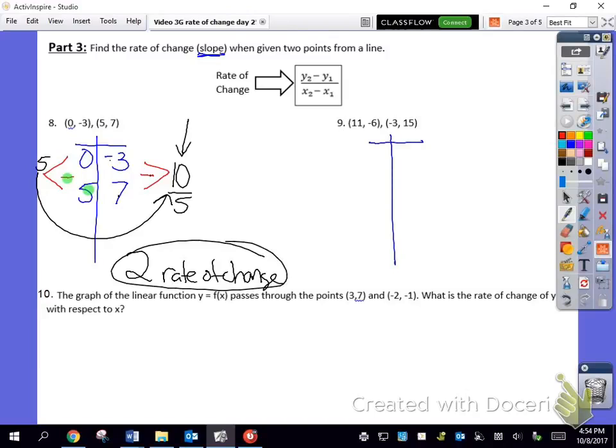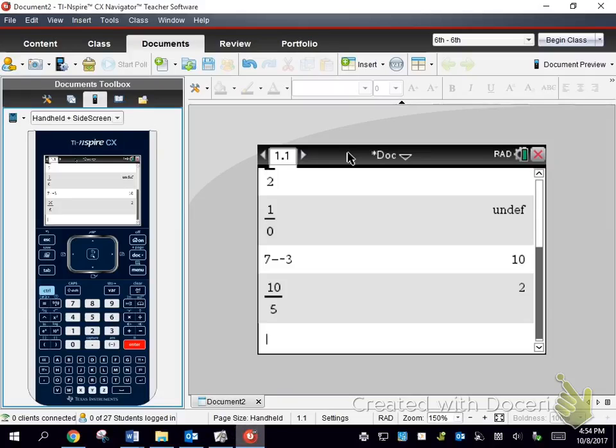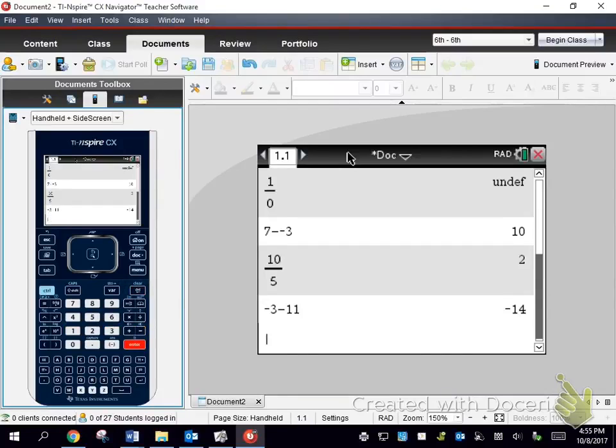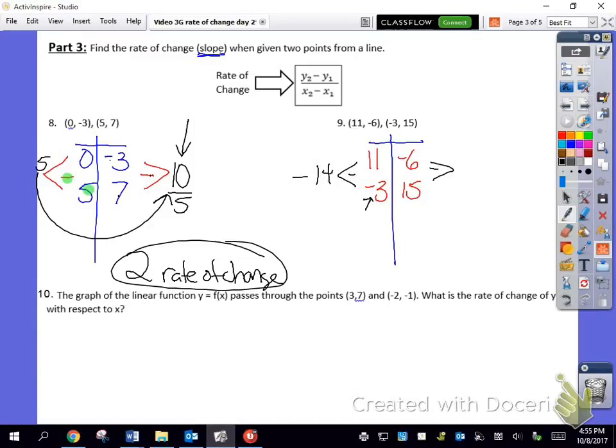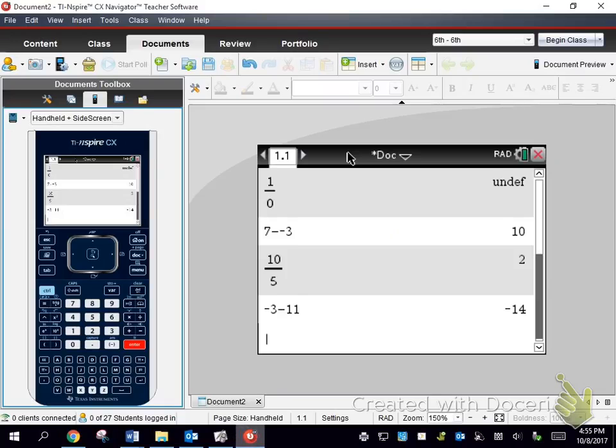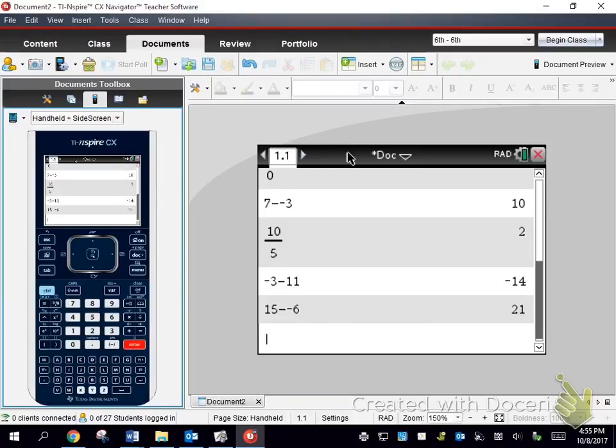On the second one, same thing. Make your T-chart, fill in your numbers: (11, -6) and (-3, 15). Those are your ordered pairs. You are always going to subtract them, and you're going to enter exactly what it says. So start from the bottom when you enter it. So -3 minus 11, enter, -14. Now start from the bottom over here, 15 minus -6, enter, you get 21.